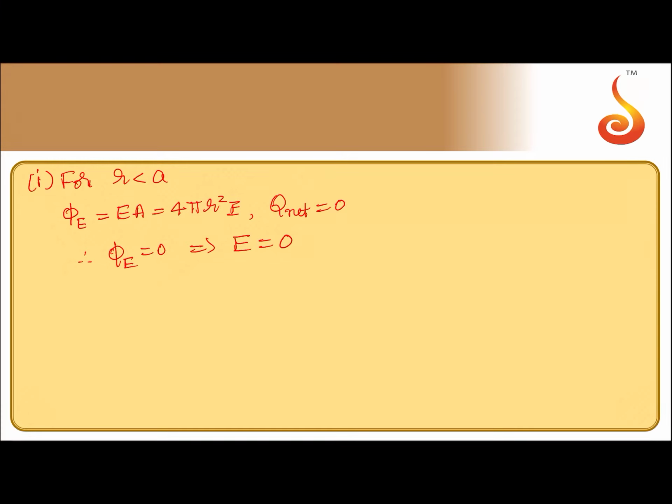So now let us consider the cases one by one. So first case is for r less than A. So we know that phi E is equal to E into A, that is equal to 4 pi r square into E. So for r less than A, net charge enclosed is equal to 0, therefore phi E is equal to 0, which implies electric field is equal to 0. That means in the region r less than A, there is no electric field.